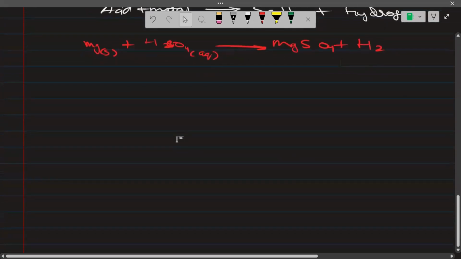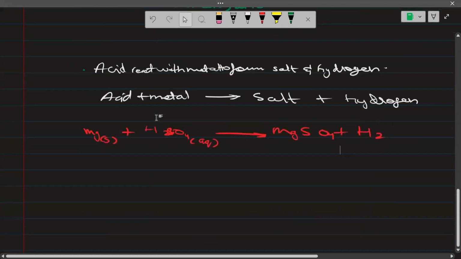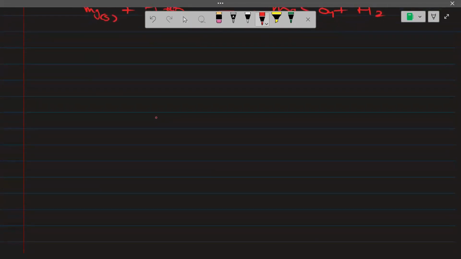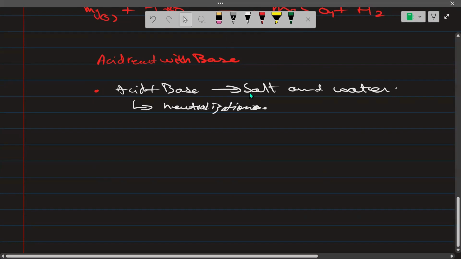Okay. So now let's do the reaction of acid with bases. When acid reacts with a base, what happens? We have done this, I think, in the properties. When acid reacts with base, acid plus base, salt and water are produced. And this is called a neutralization reaction.